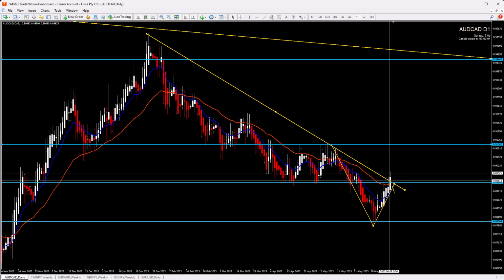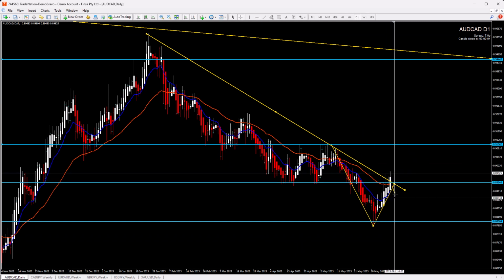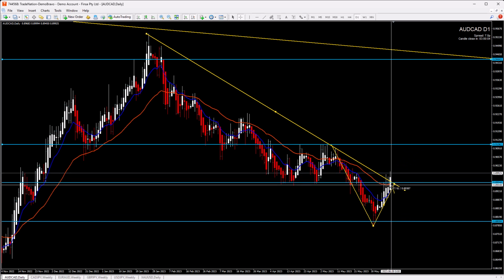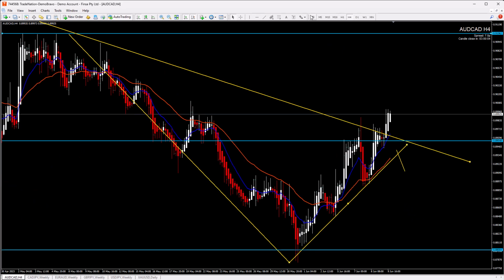So the question is, do we have a breakout and continuation, or will this just be a false breakout and price will go down? But it looks very interesting right now, so it's worth monitoring this pair. So I would say wait for long setups here or short setups here.